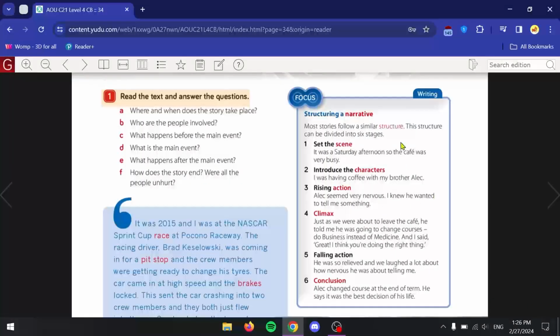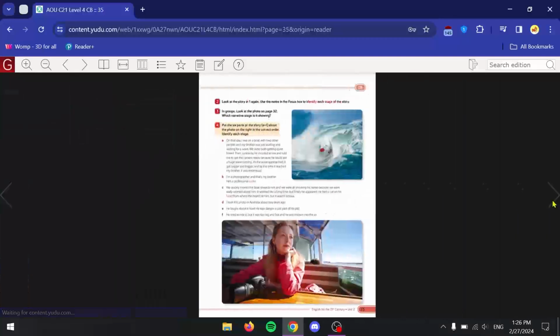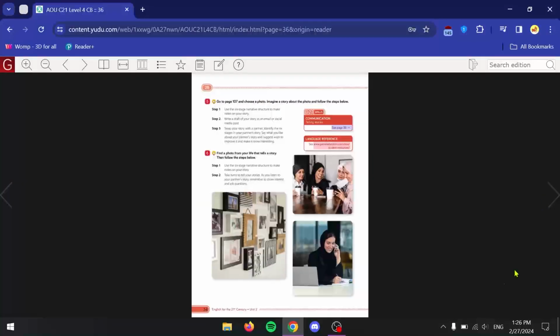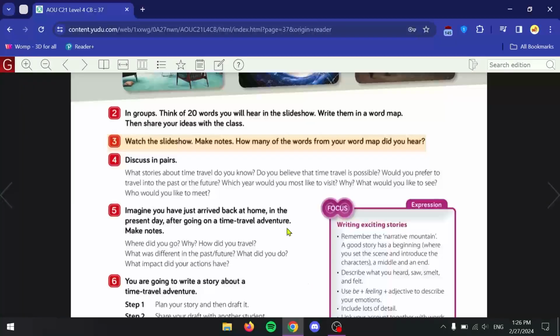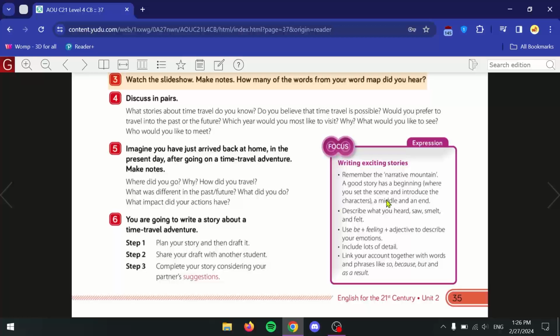Take a picture or a screenshot of this. It helps you with your writing as well, even when simply practicing. So let's go back to Unit 1C. Remember the narrative mountain. A good story has a beginning, like we said, setting the scene and introducing your characters, a middle, and finally an end.